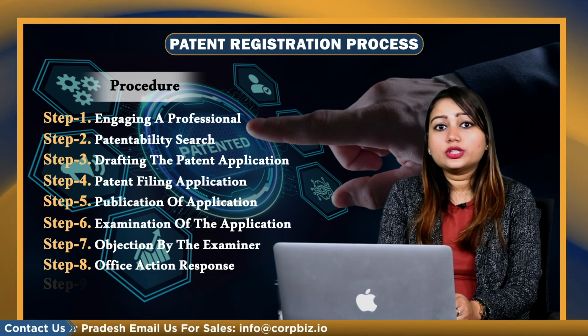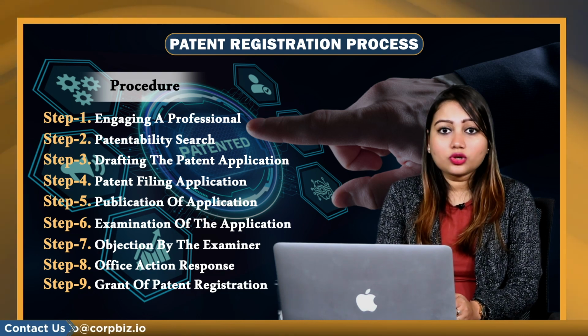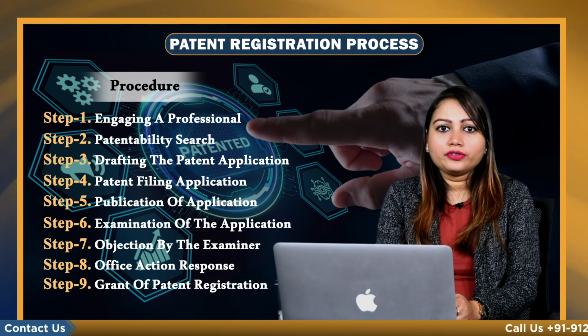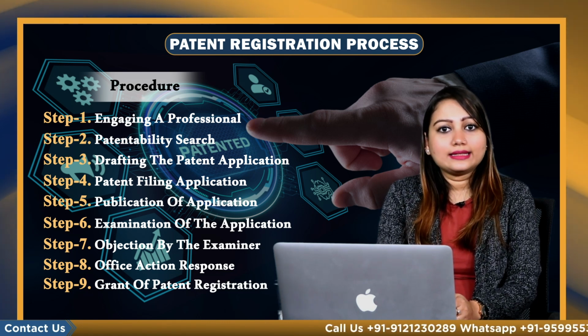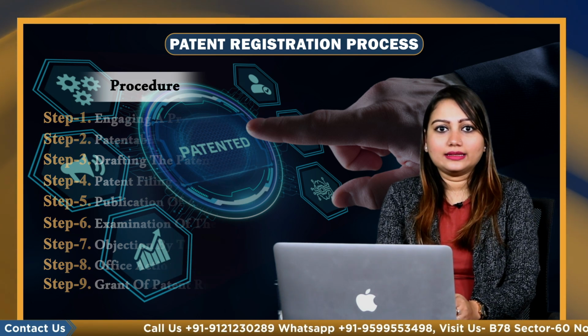Step 9 includes grant of patent registration. Once the application overcomes all the objections raised by the examiner, the Patent Office will grant a patent to the applicant. Once the patent is granted, the IPO publishes it in the Patent Gazette.